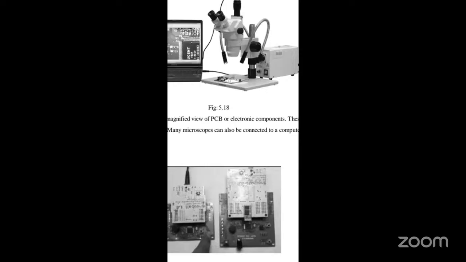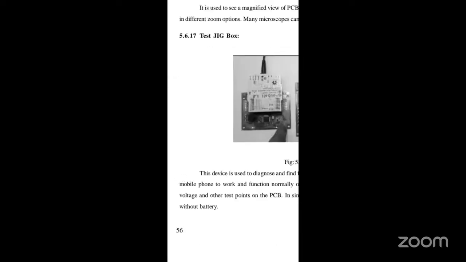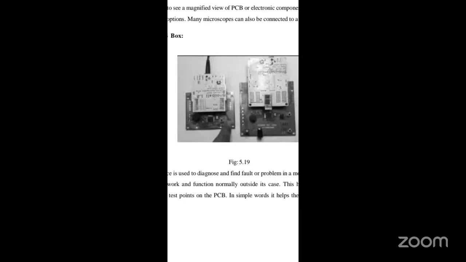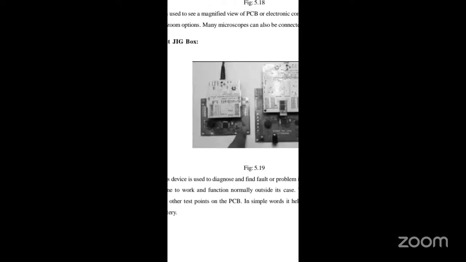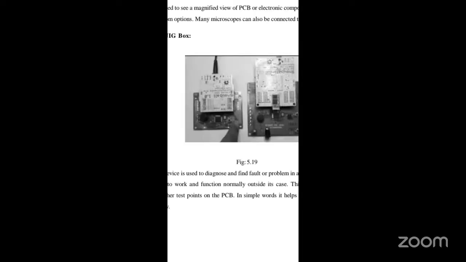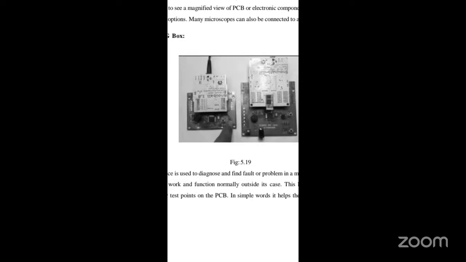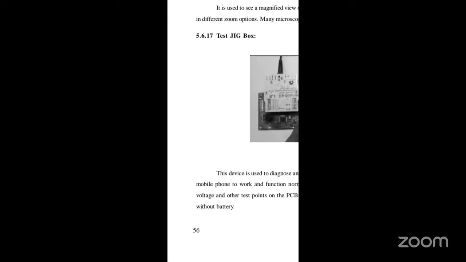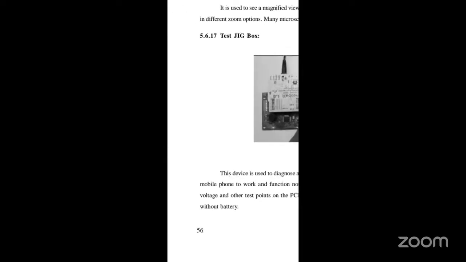Next, test jig box. This device is used to diagnose and find faults or problems in a mobile phone. It helps the mobile phone to work and function normally outside its case. This helps to check voltage and other test points on the PCB. In simple words, it helps the mobile phone to work without a battery.